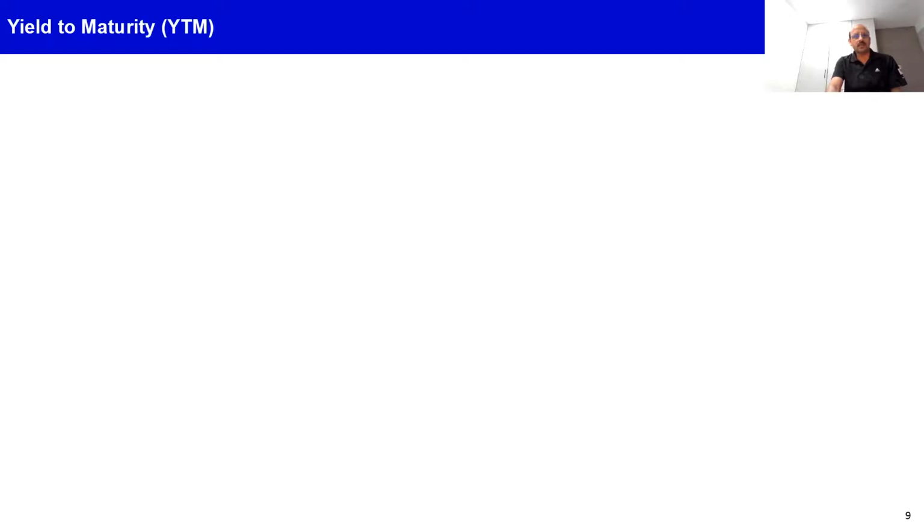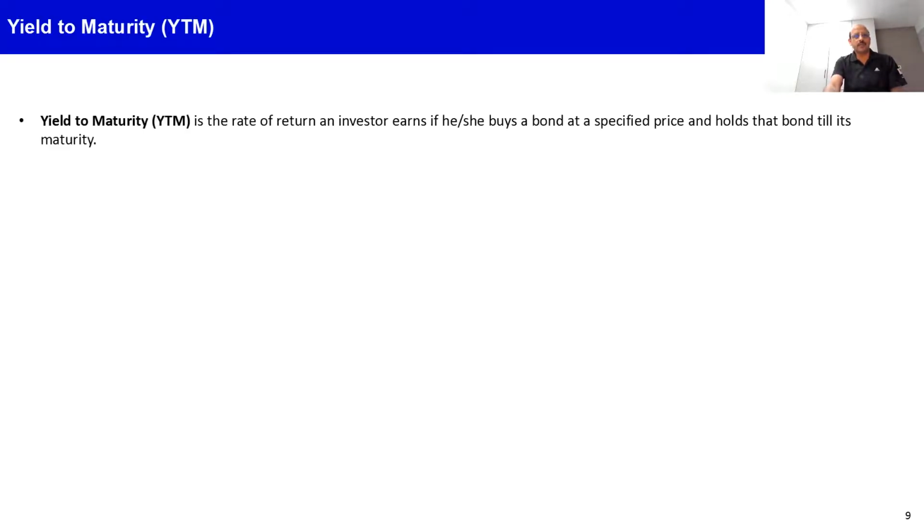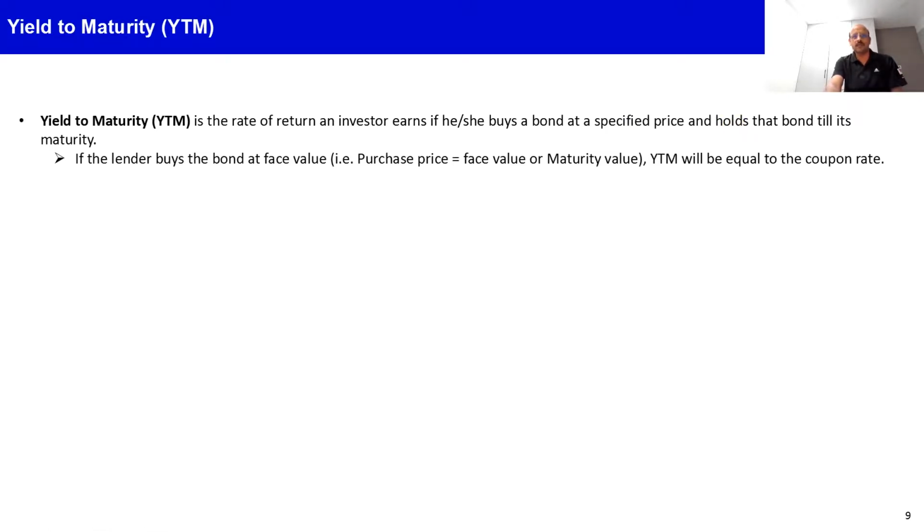Now let's understand the concept of yield to maturity. Yield to maturity is basically the rate of return which an investor earns if he or she holds the bond bought at a specified price till its maturity. Like, he doesn't sell in between. So whatever is the average return he will get on his purchase price, that is called yield to maturity.